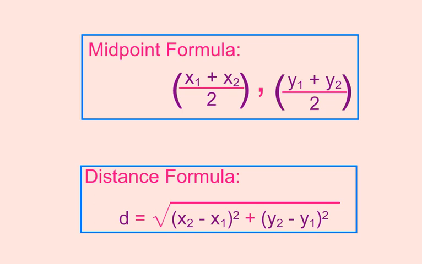So here you see the midpoint formula, where you add the x's and divide by 2, add the y's, divide by 2 to find the midpoint of 2 points. And then the distance formula is listed below, where you subtract the x's, square them, subtract the y's, square them, and then add them together and take the square root.